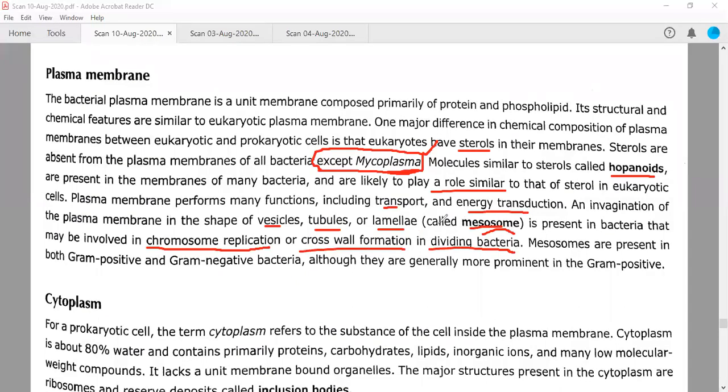So these mesosomes are also found to be responsible because they are nothing but invaginations of the plasma membrane. If the plasma membrane has invaginations inside, it makes the plasma membrane more accessible to the Z ring, so that they can also be involved in septum formation. Fine.